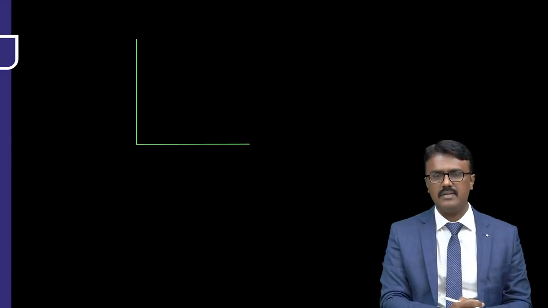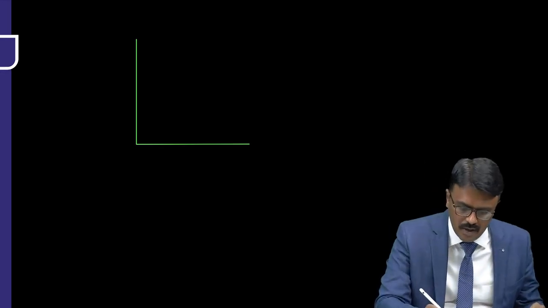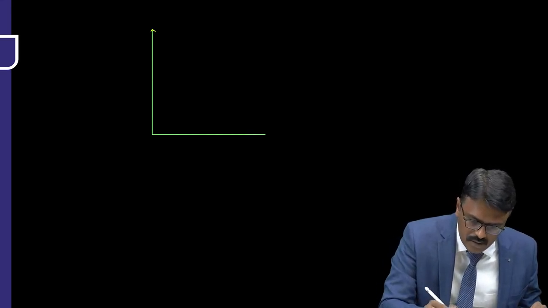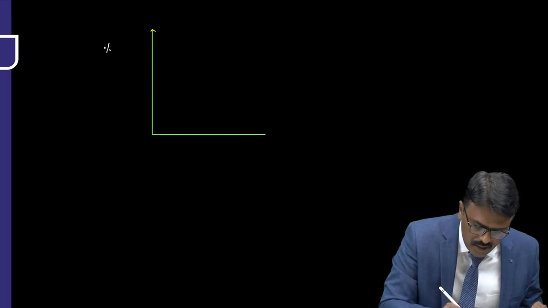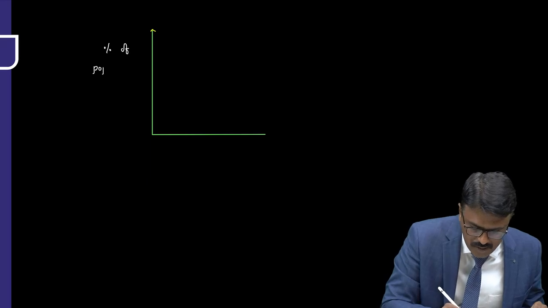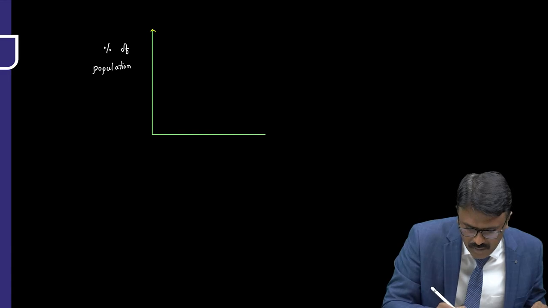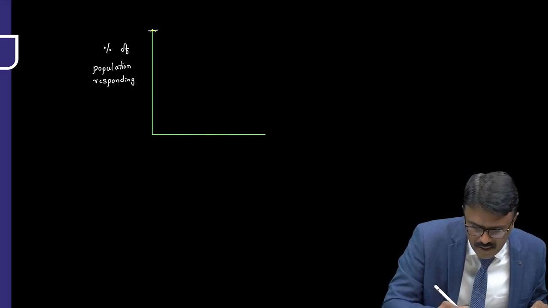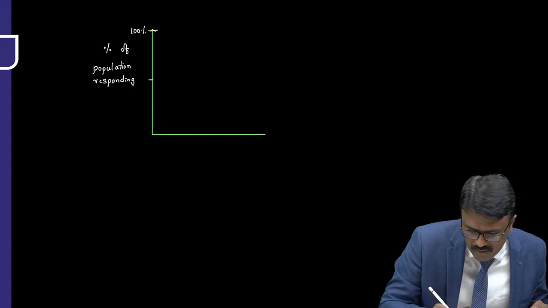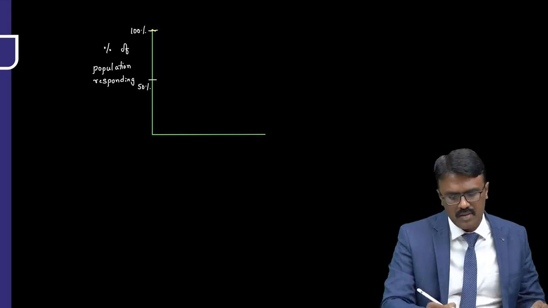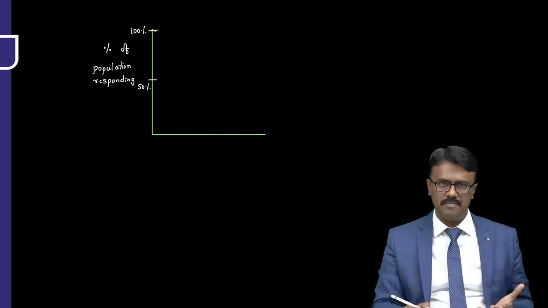Now let me write that quantal dose response curve for you here. So this is the y-axis, this is the x-axis. But there, if you remember, that was an individual. But here, in the y-axis, what we represent is the percentage of population responding. So let me take this as 100%, this one as 50% of the population, or you just think that we have taken 100 people and we are giving the drug.